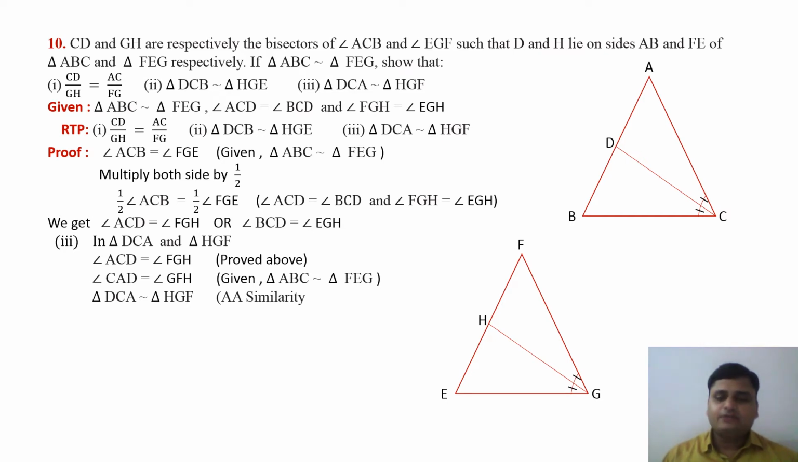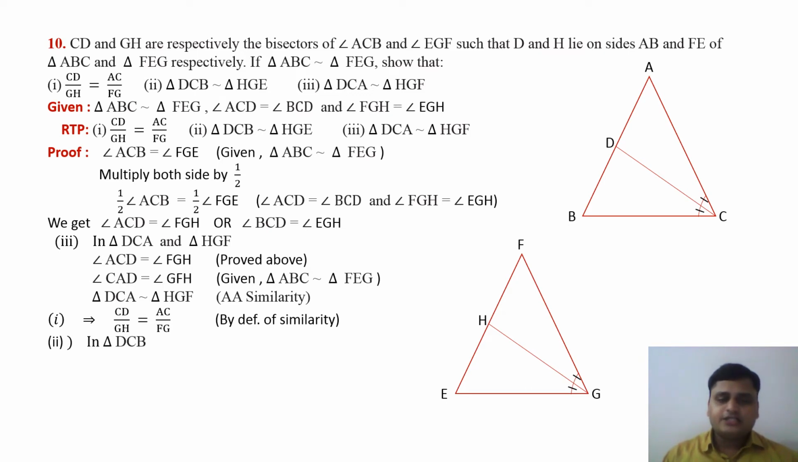And if triangles become similar, then their corresponding side ratios are in proportion. That is CD by GH is equal to AC by FG. This we have written by the definition of similarity, because if triangles are similar, then their corresponding side ratios are in proportion. Okay. Now after this, we will go for the other one, that is the second part.